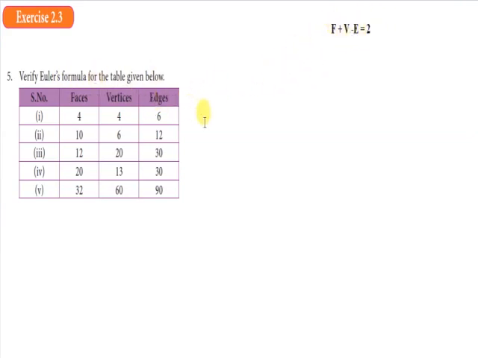So let's go and check here. What is the first condition? It is 4 plus, vertices is again 4 here, minus 6. So 4 plus 4 is equal to 8, minus 6. What is the value of 8 minus 6? The answer is 2. So Euler's formula is satisfied. This condition I can write as okay, satisfied. So next we go with the next condition.